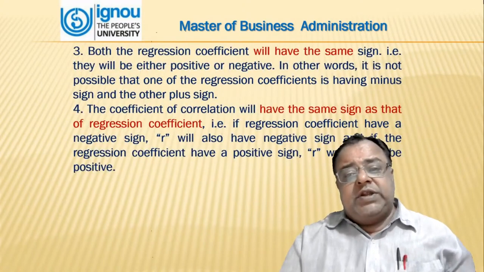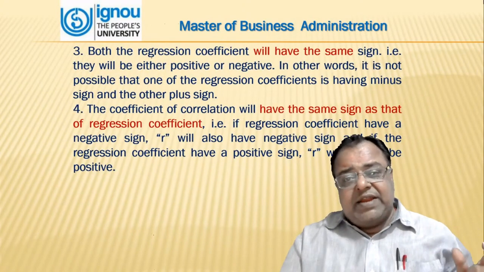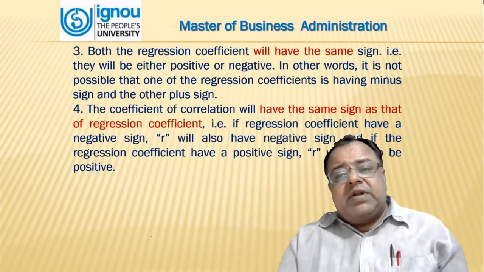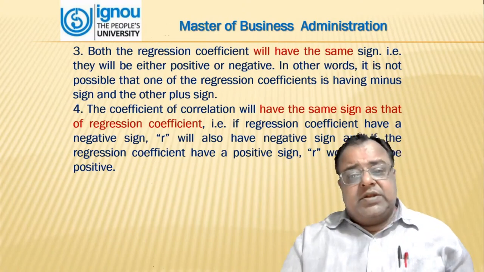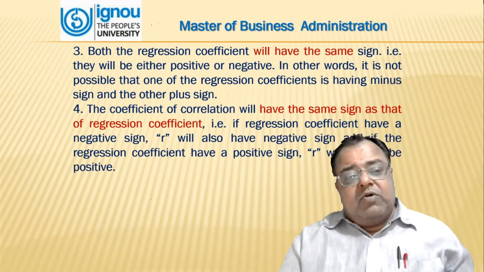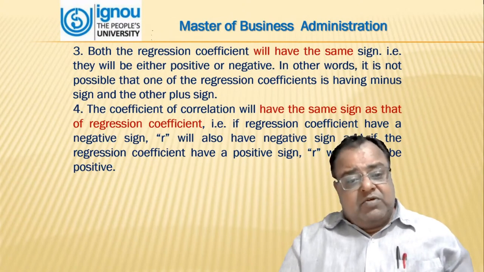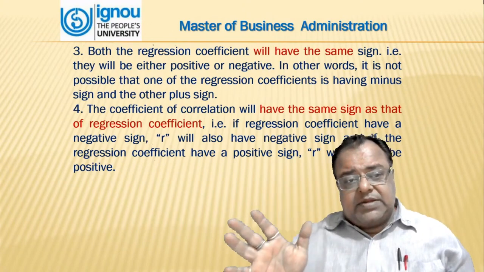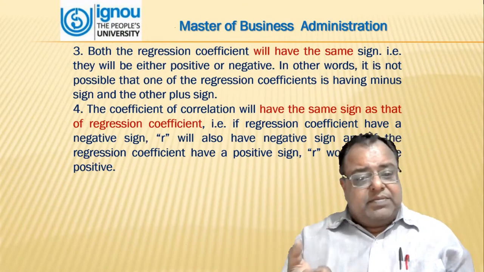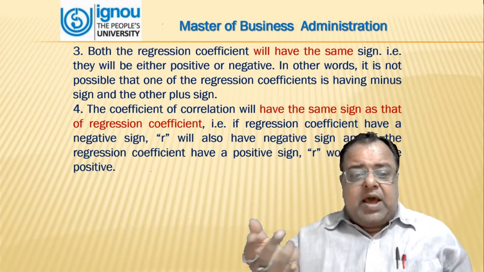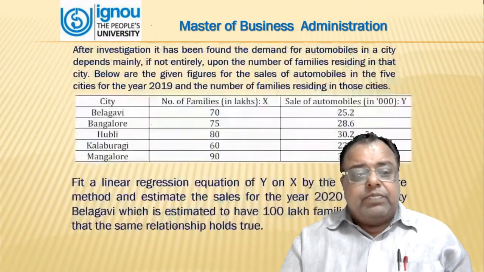Both the regression coefficients will have the same sign. If bxy is negative, byx will also be negative, or positive. In other words, it is not possible that one of the regression coefficients has a minus sign and the other one has a plus sign. The coefficient of correlation will have the same sign as that of the regression coefficients. If byx and bxy are plus, then r will have a plus sign. And if the regression coefficients have a negative sign, the r will also have a negative sign.